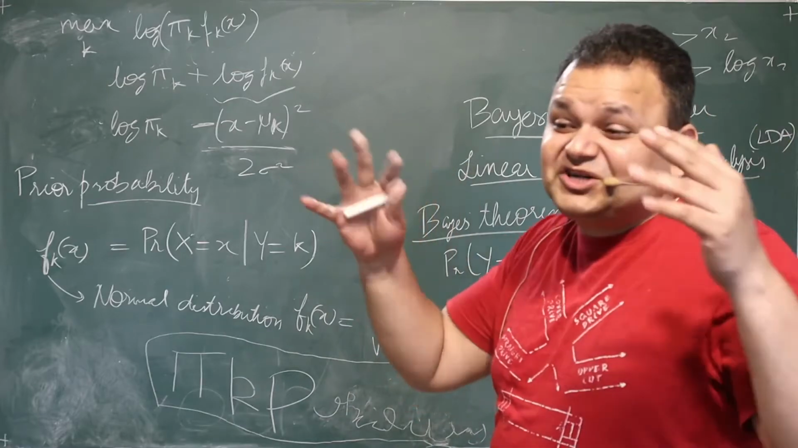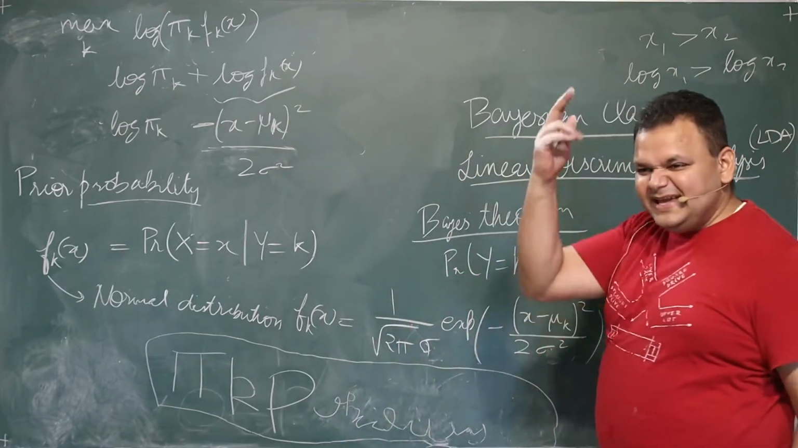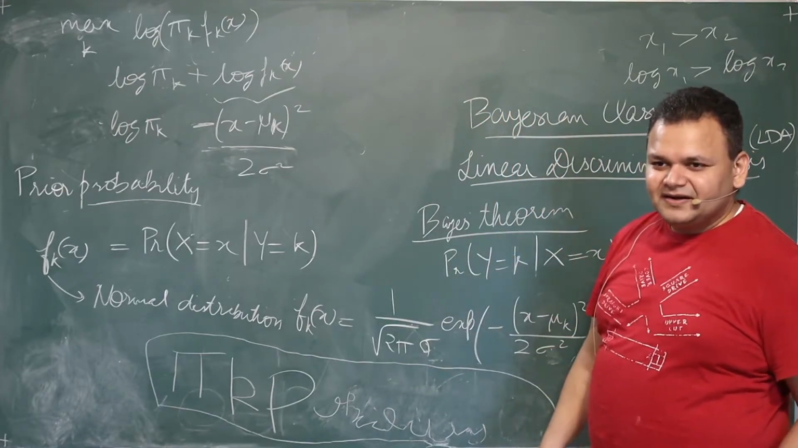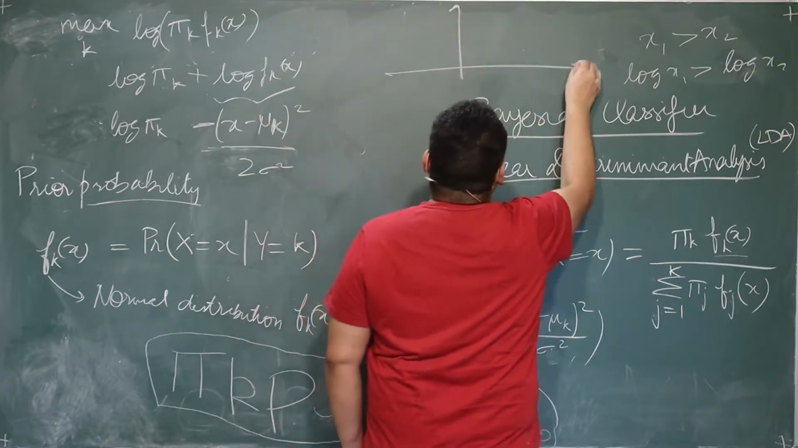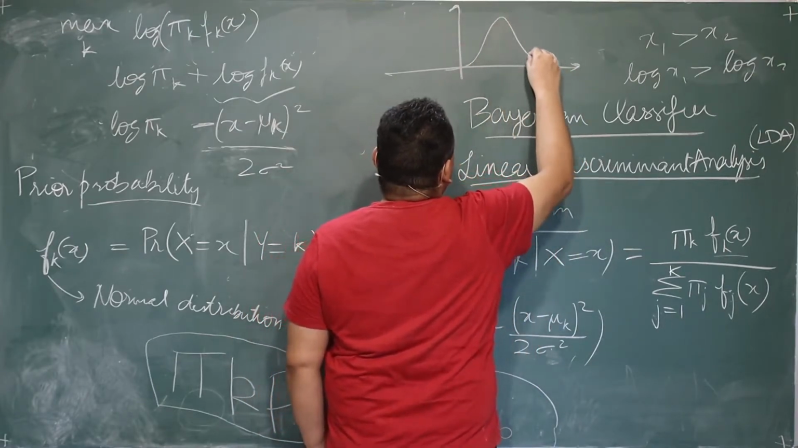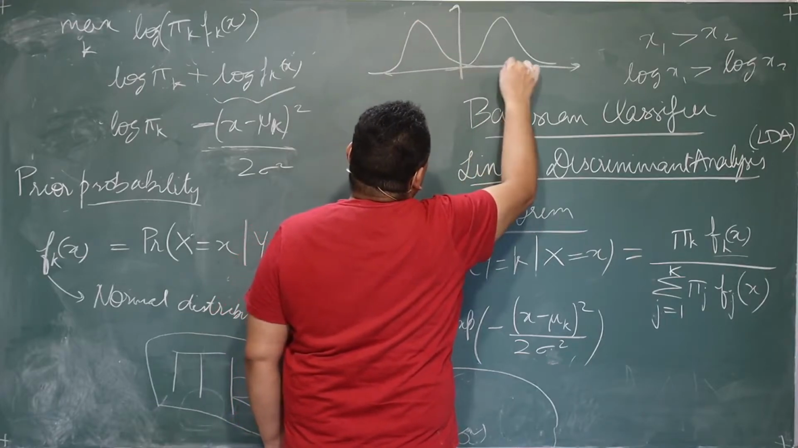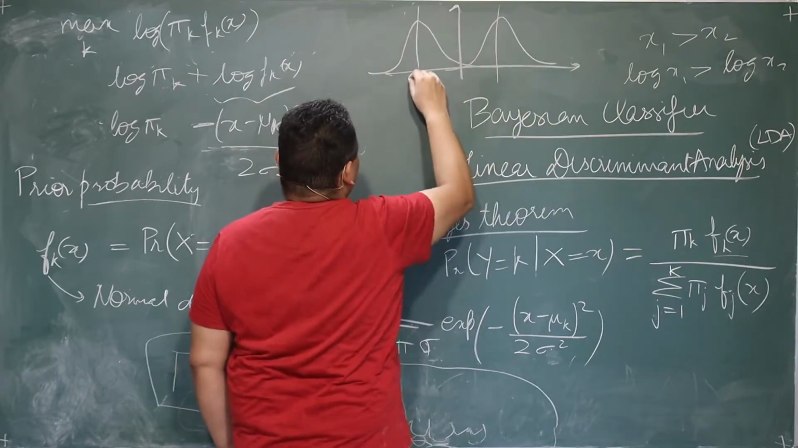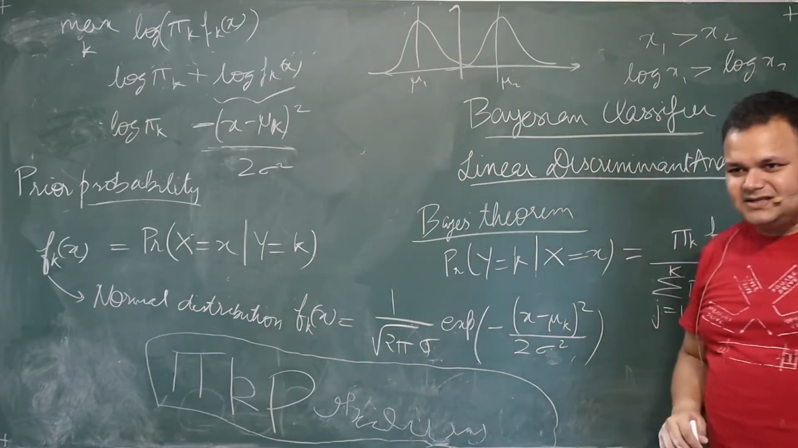So the width of the distribution is the same, but the means of the distributions are different. If I were to draw two distributions, they will look something like this. One distribution may be like this. The other distribution will have the same exact width, but the means are different. So this may be mu1, this may be mu2. Is that all right?